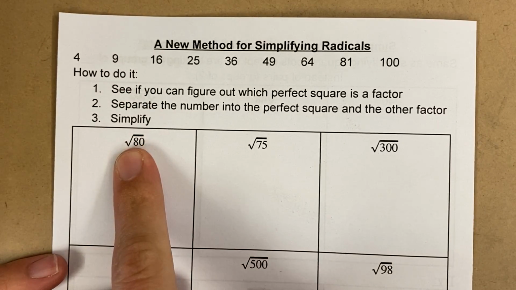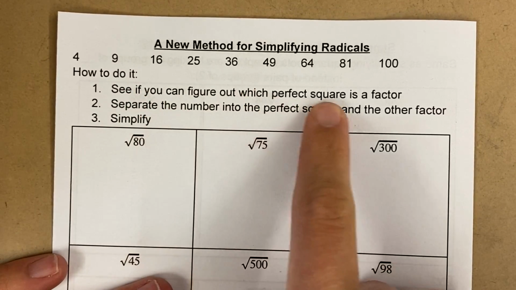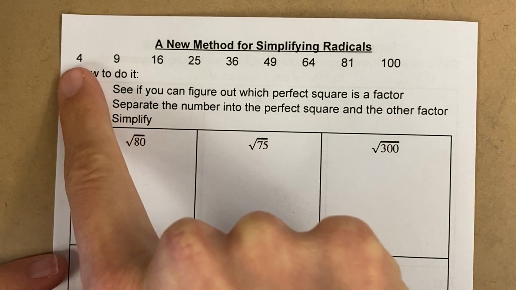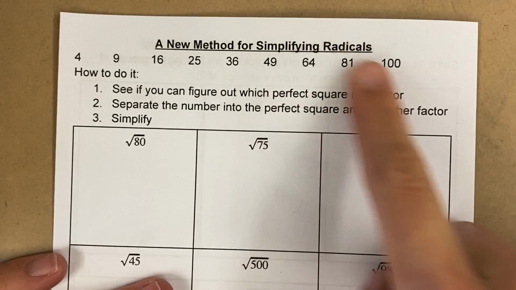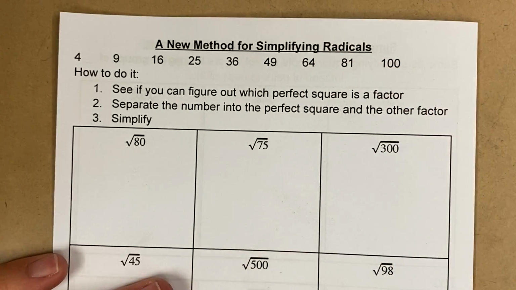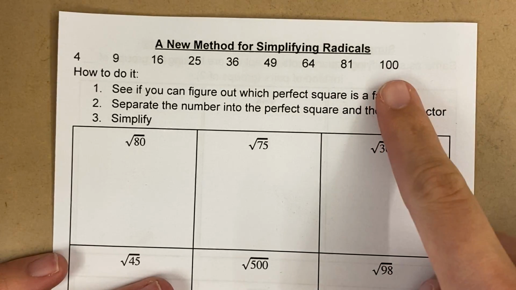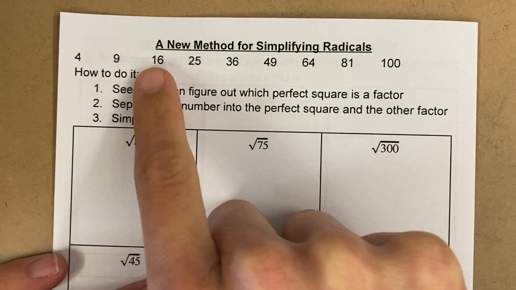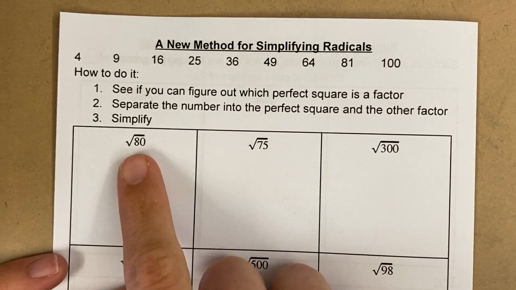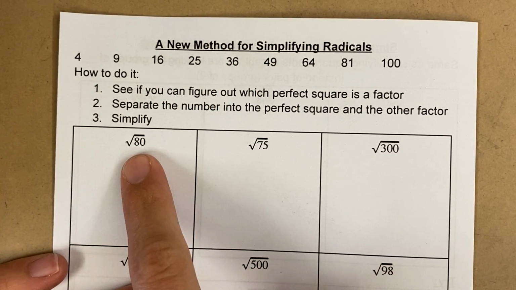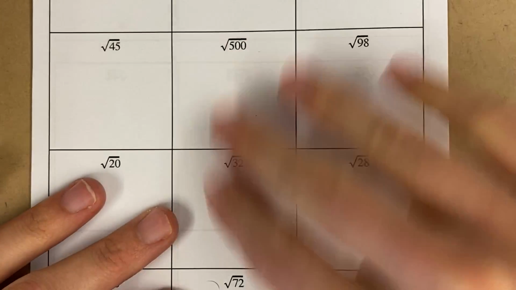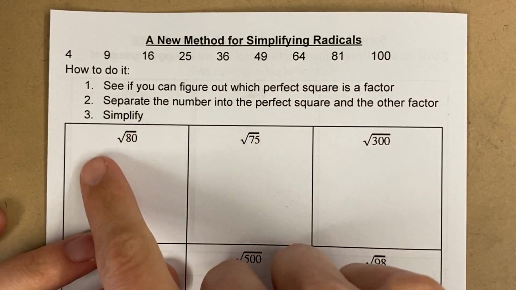You look at a number and see if you can figure out which perfect square is a factor. So these are the perfect squares up to 9, right? 1 is also a perfect square, but I didn't include it because we don't care about it. There's bigger perfect squares than this, but they're not relevant to us. We're not going to really use them here. So these are the perfect squares I'm looking for. What I'm looking for is, are any of these a factor of this number? And I will tell you, for all of these questions, one of these is a factor.